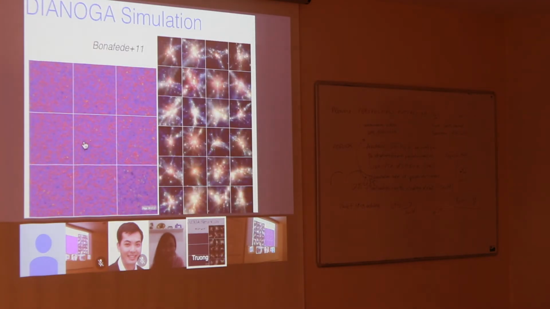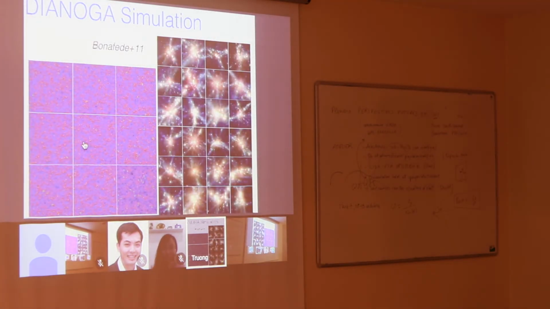Okay, just to show you some snapshots from our simulation, but this is from the previous version. It's not the most updated one, but anyway, just to give you some idea. On the left side is the projected density map of dark matter only, in which you can see filaments. And on the right-hand side is the temperature map of the gas centered around the most massive cluster.